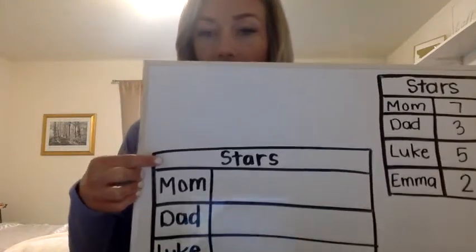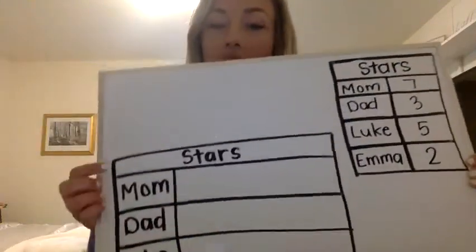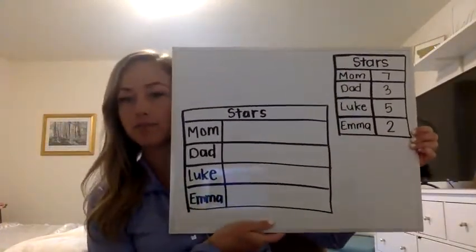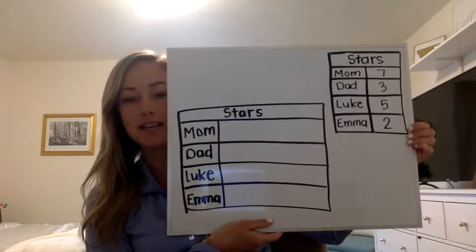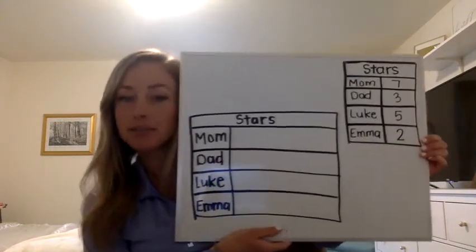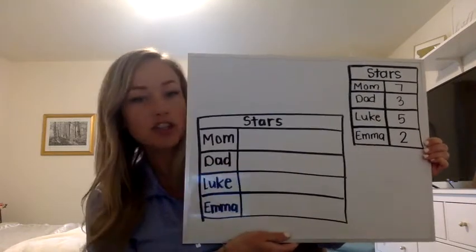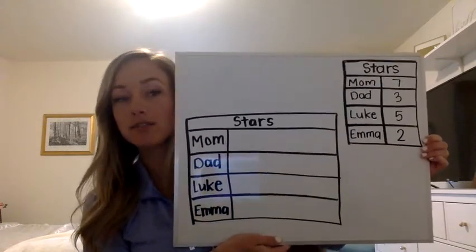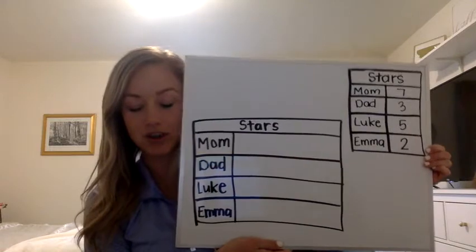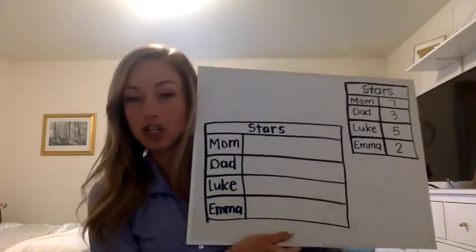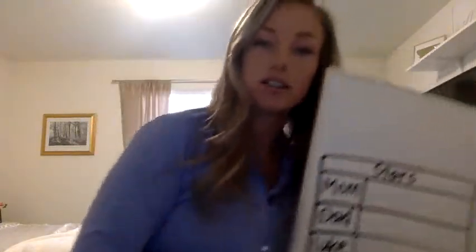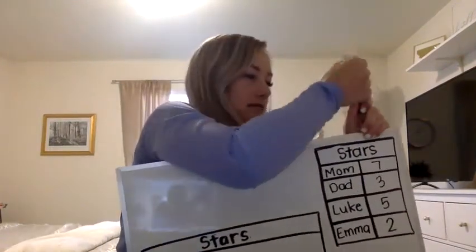So this graph, the title is stars, just the same as the table. And the labels need to be the same as the table too, or else it's not going to make sense if you use different labels from what your table was. So we've got Mom, Dad, Luke, and Emma. Now the difference between the table and the pictograph is the pictograph's not going to have numbers. It's going to have pictures to show, okay? So since we are graphing how many stars each of them saw, a good picture to draw for each of them would be stars. So I'm going to draw stars to show how many each of them saw to make my pictograph.